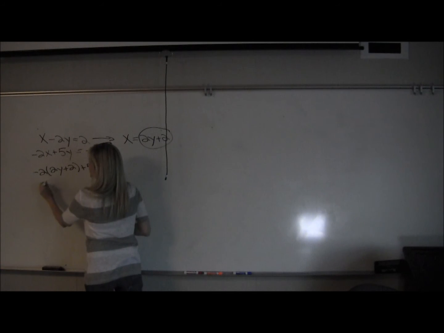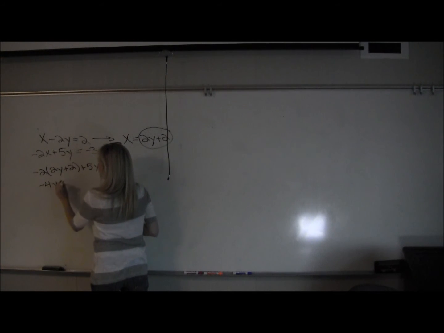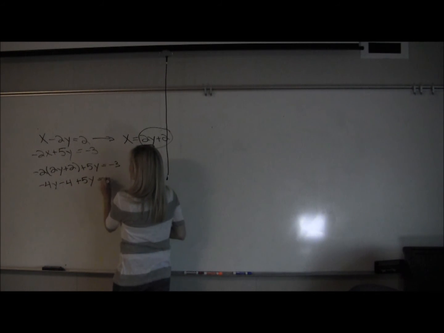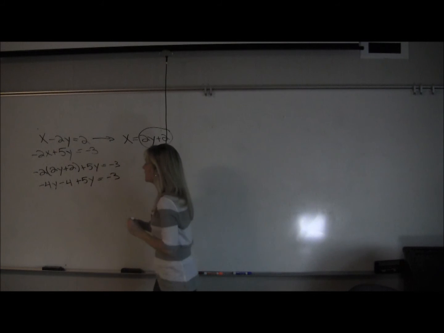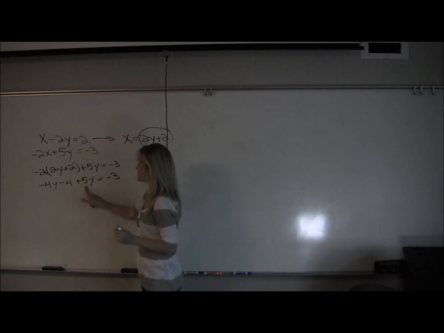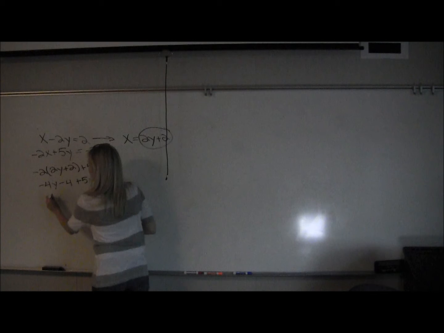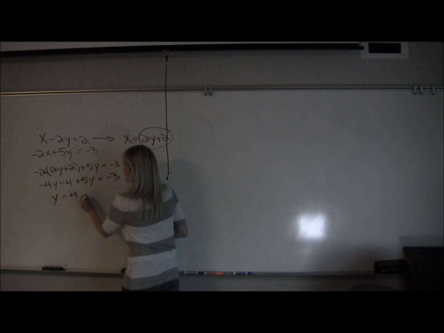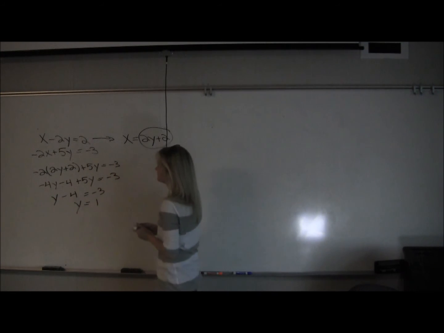So then I'll use my distributive property, negative 4y minus 4 plus 5y equals negative 3. Okay, now I have negative 4y plus 5y. That's 1y. Minus 4 equals negative 3. So if I add 4 to both sides, I get y equals 1.